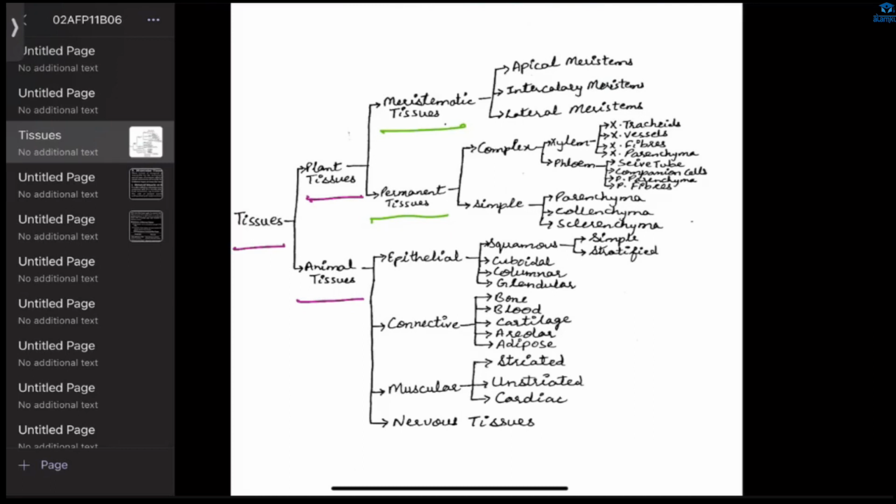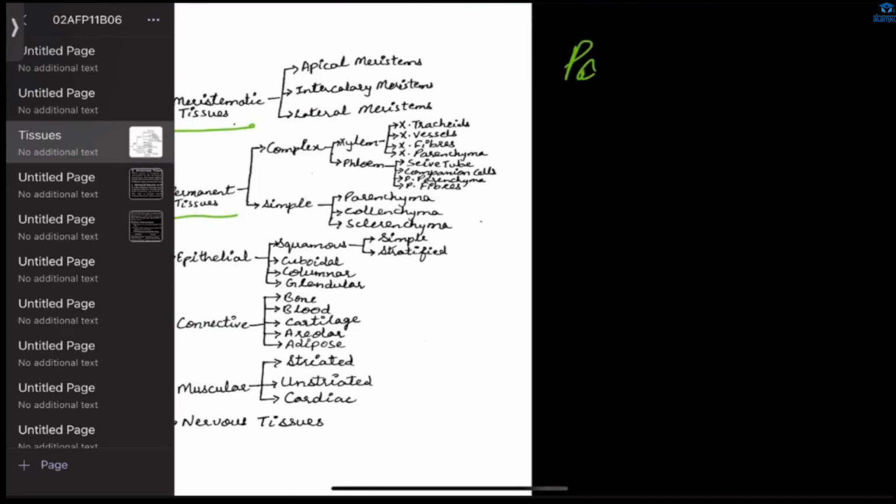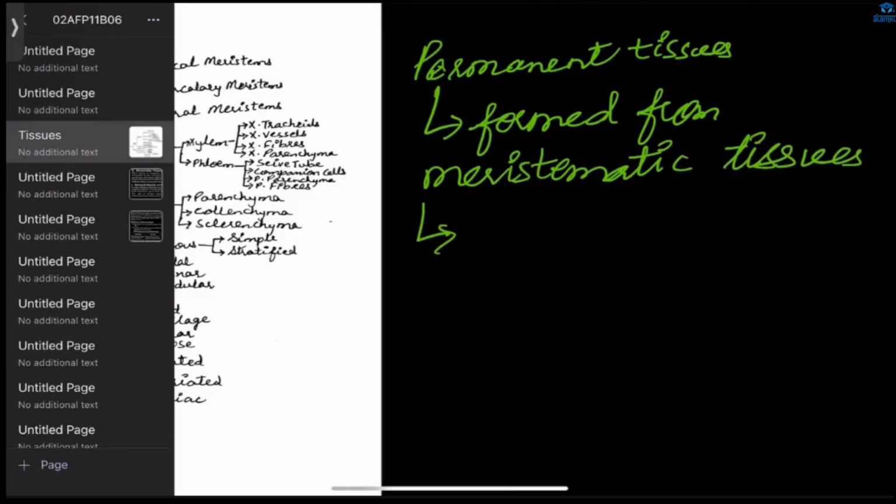Ma'am, for permanent tissues, I don't know how to define them, but I can explain the types of the permanent tissues. Okay, you can explain, Razi. Ma'am, permanent tissues are those tissues which lose the ability to divide. Yes. Permanent tissues are those tissues which are formed from meristematic tissues, those meristematic tissues which lose their ability to divide. Formed from meristematic tissues only, which have lost their ability to divide.